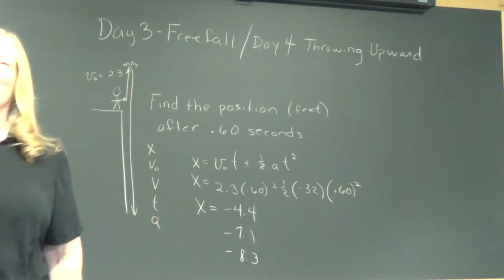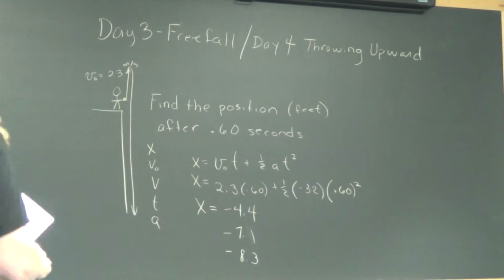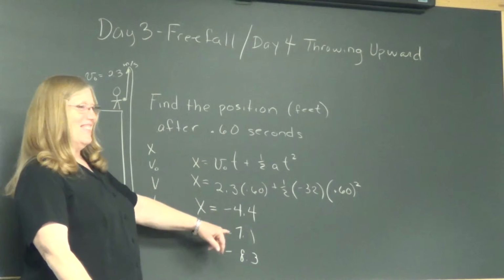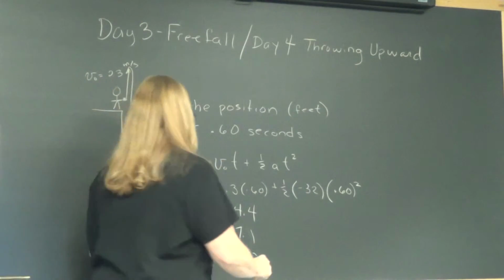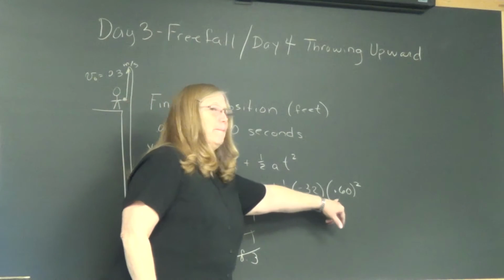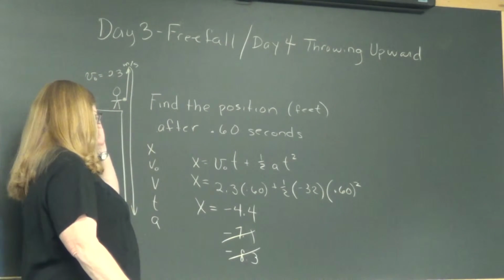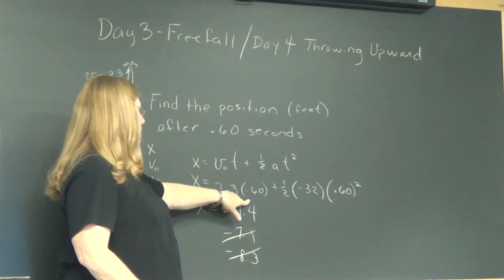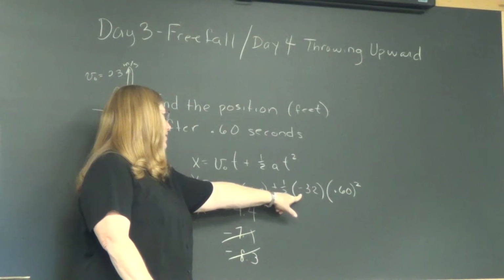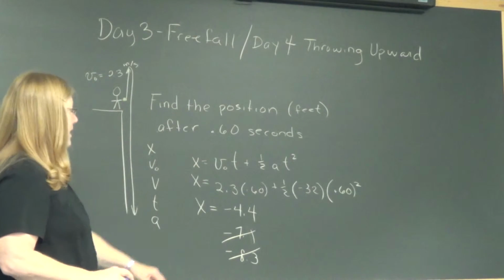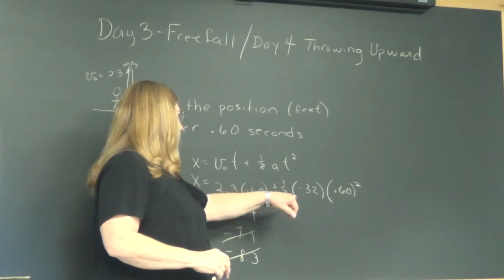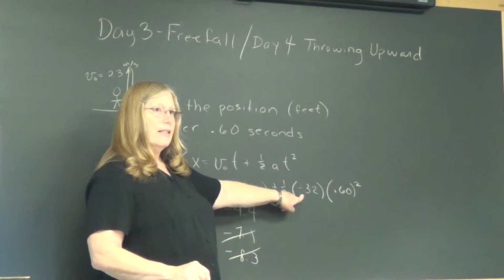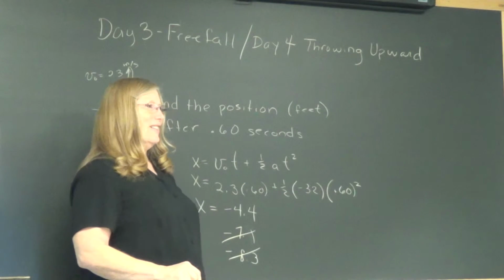Why did I do this at home? I got negative 4.4. Which one? The 4.4. I got negative 4.3, negative 4.4. What did I do wrong? Did you square the 0.6? Oh, no, I didn't square. So 2.3 times 0.6 plus 1/2 times negative 32 times 0.6 squared. I still get the same. What do we get? Are you subtracting? Yeah, I got 4.4. Yeah, because you're getting negative 4.38, which is negative 4.4.